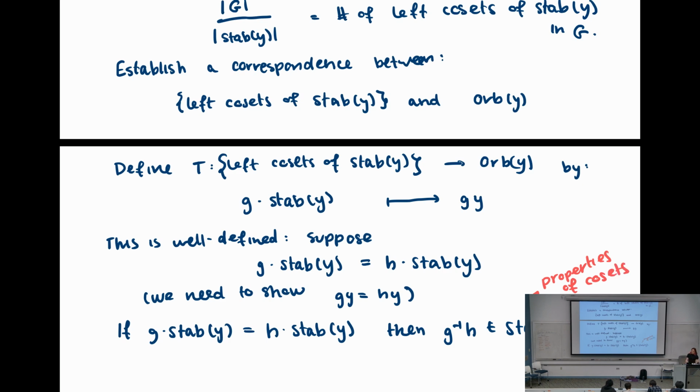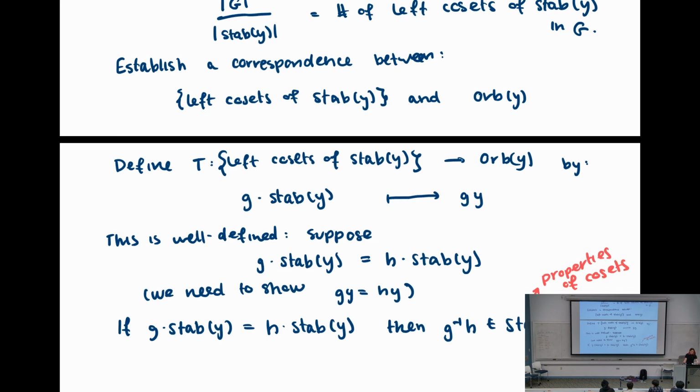So if you have two cosets that are equal, that means that we can take g inverse h, and we know that that is in the coset. So, in the subgroup. So that means that g inverse h times y is equal to y. And in other words, that means that hy is equal to gy, as desired.